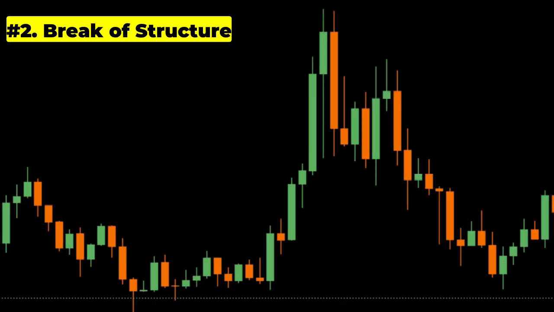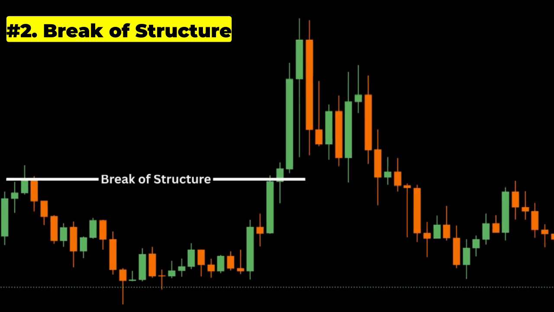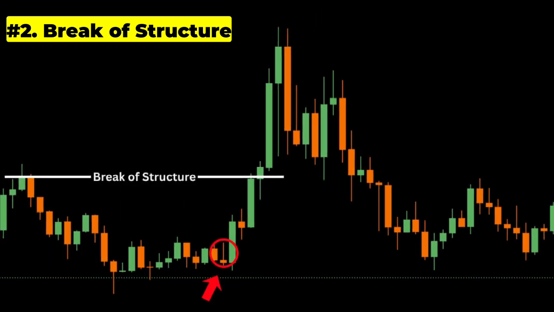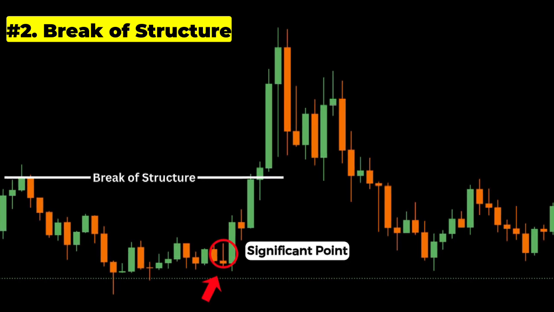The second thing I look for is break of structure. What really takes an order block from good to great is whether that move actually takes out a previous high or low. Because if that's the case, then this candle isn't just some random candle anymore. It becomes significant to the overall market structure.